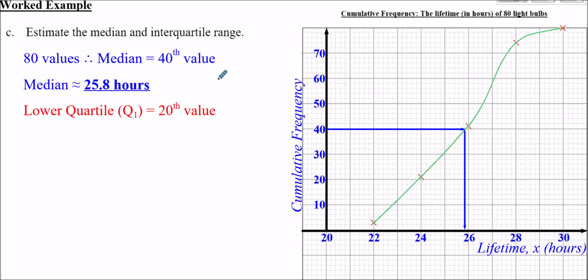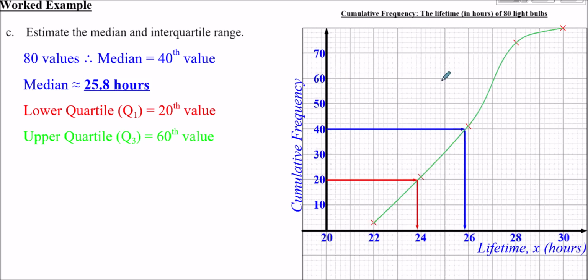Next, the lower quartile. So the lower quartile is going to be 1/4 of 80. 1/4 of 80 is 20. That tells us that the lower quartile is the 20th value. So you're going to read along from 20 and go down and see what value that gives us. So according to my diagram, at least, yours might be slightly different. You may have drawn your curve differently to mine, which is fine. I get a value here of about 23.8 hours.